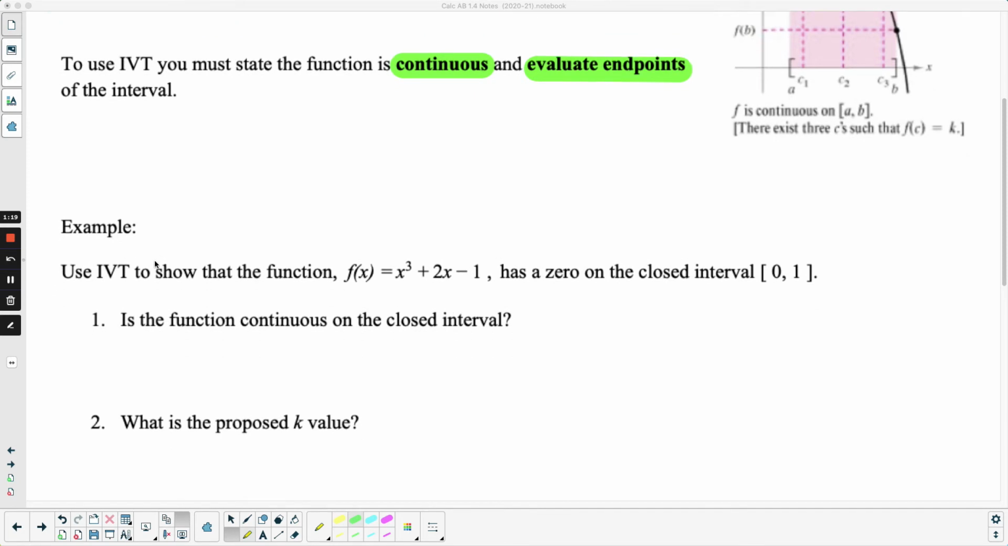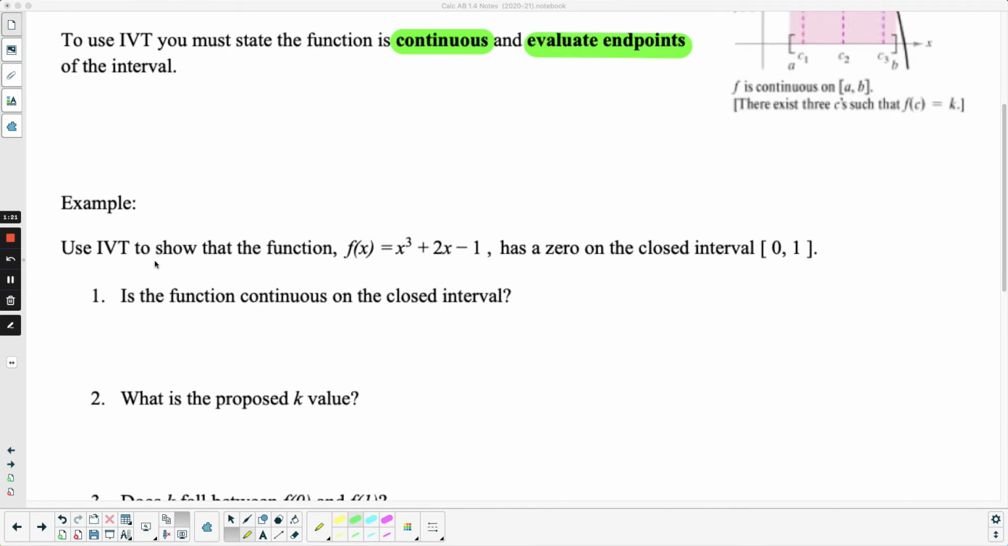All right, so let's take a look at an example for this one. It's a little easier to see it in practice than to see it theoretically. So what we're going to do is use the intermediate value theorem, or IVT to shorten it, to show that this function, x cubed plus 2x minus 1, has a 0 on the closed interval 0 to 1.